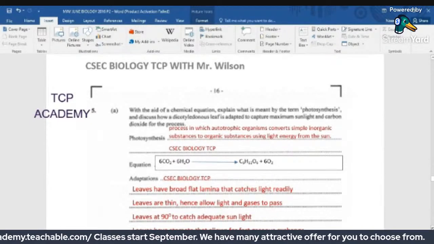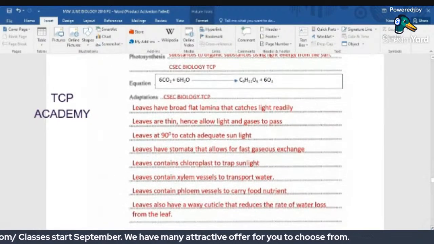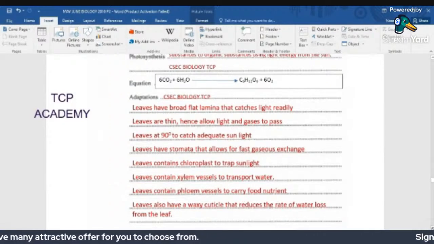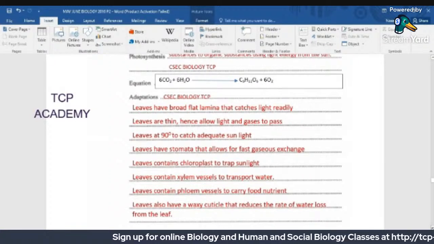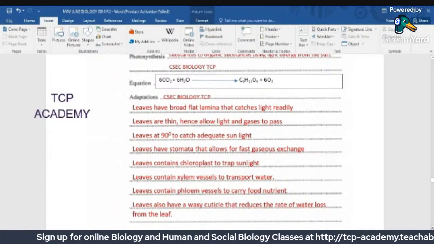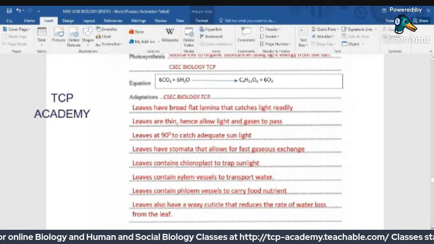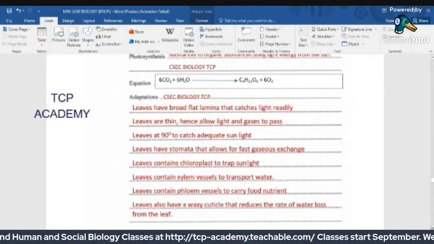Now, the adaptation of a leaf for photosynthesis, this is textbook, and a lot of things can be said. Now, the leaves are broad and flat, and they have this flat lamina that catches light readily. They are thin, hence allow light to pass through very quickly. They lie at 90 degrees to catch adequate sunlight. They have stomata for gaseous exchange. The leaf contains chloroplasts to, of course, trap the sunlight.